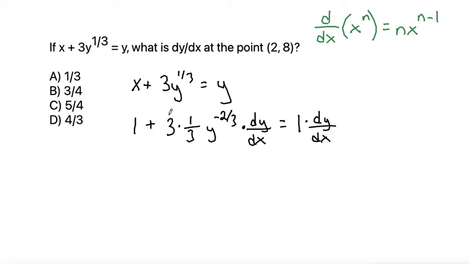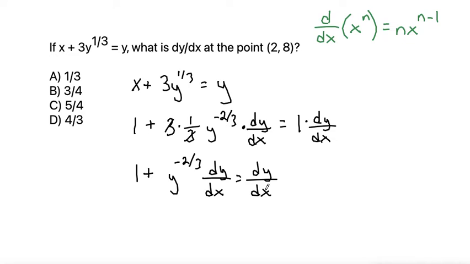The next thing we need to do is to simplify. So we have a 3 times 1/3. The 3 and the denominator 3 will cancel out. So that leaves us with 1 plus y to the negative 2/3 dy/dx is equal to 1 times dy/dx, which is just dy/dx.